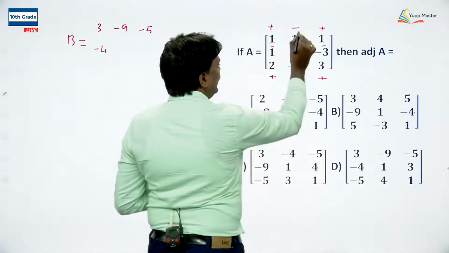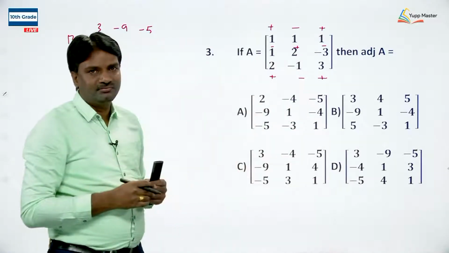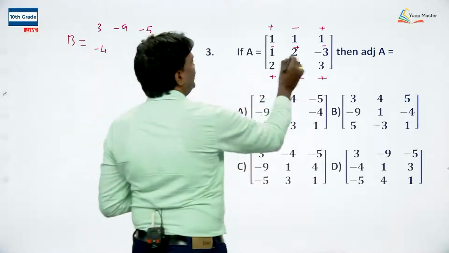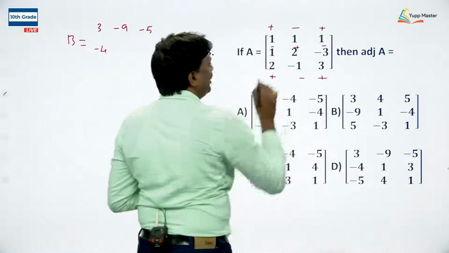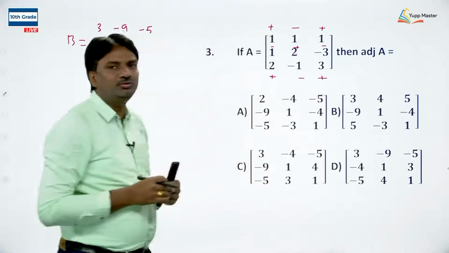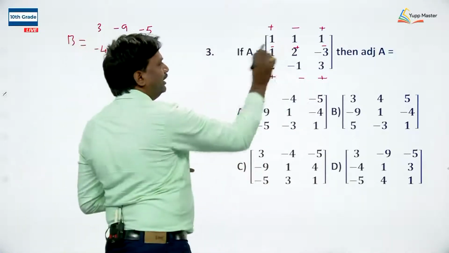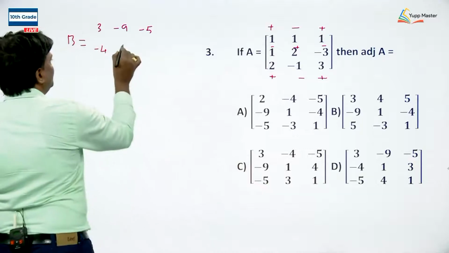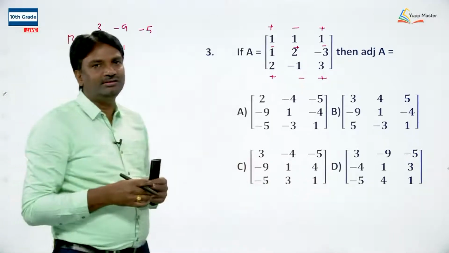Let's take the element 2. Eliminate the row and column containing 2. The remaining elements are 1, 1, 2, 3. So 1 into 3, 3, minus 1 into 2, 2. 3 minus 2 is 1. Here the sign is plus, so plus into 1, that is 1 only.